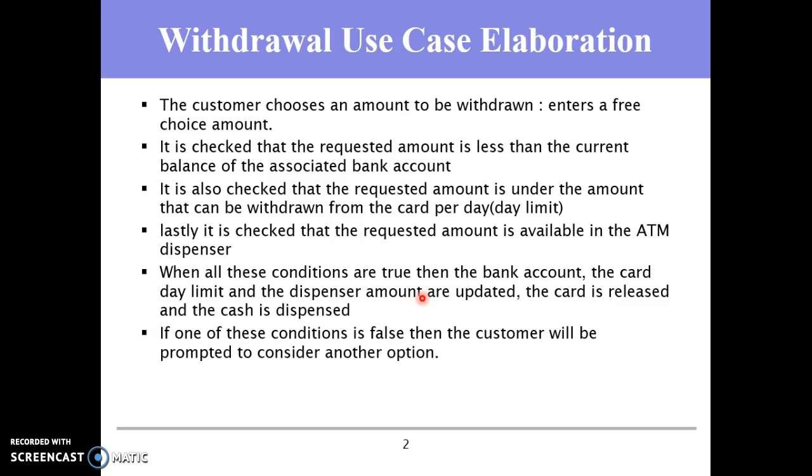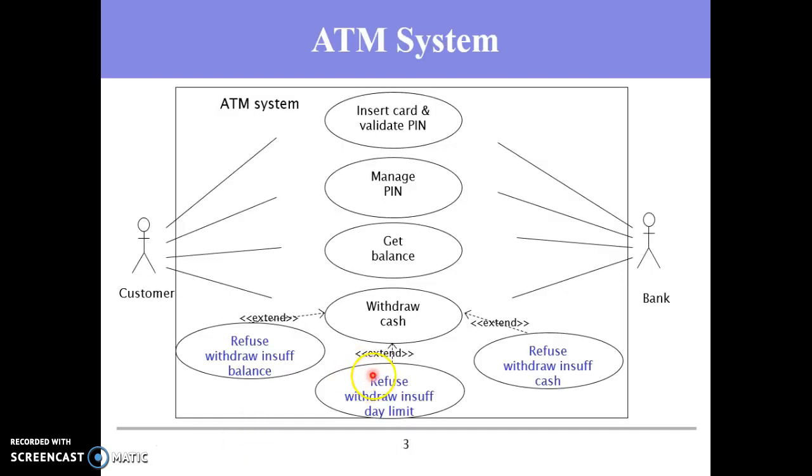Even if one of these conditions is false, the customer is prompted to enter a new amount, so that the conditions are checked again. This is shown as an extension to the use case called withdraw. If a customer selects an amount, it will be refused if there is not sufficient balance. The withdraw operation will be refused even if it exceeds the day limit. The withdraw option will be refused even if the ATM system does not have sufficient cash.